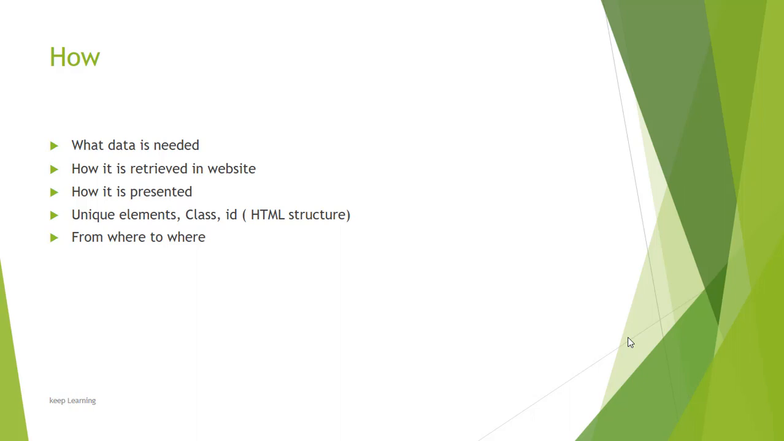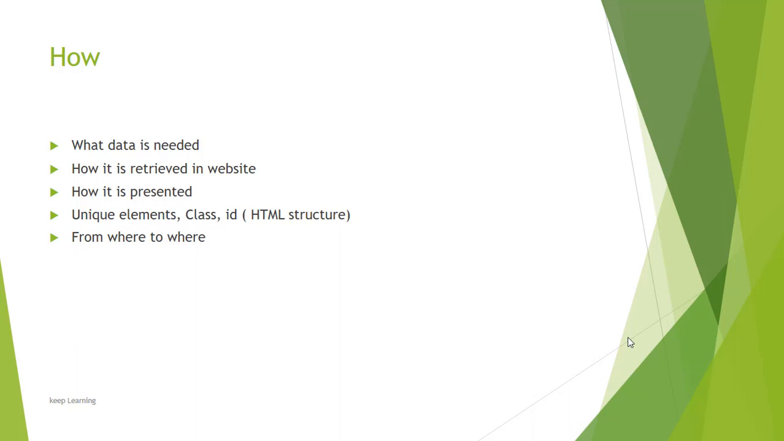Then how is it presented? How it is presented means what is the structure. What are the elements that you have? If you know the basics of HTML, data can be in a paragraph, in a hyperlink, in a table, in a div element, in frames, and so forth. So how is the data being presented to you? You get this by seeing the source of the web page.